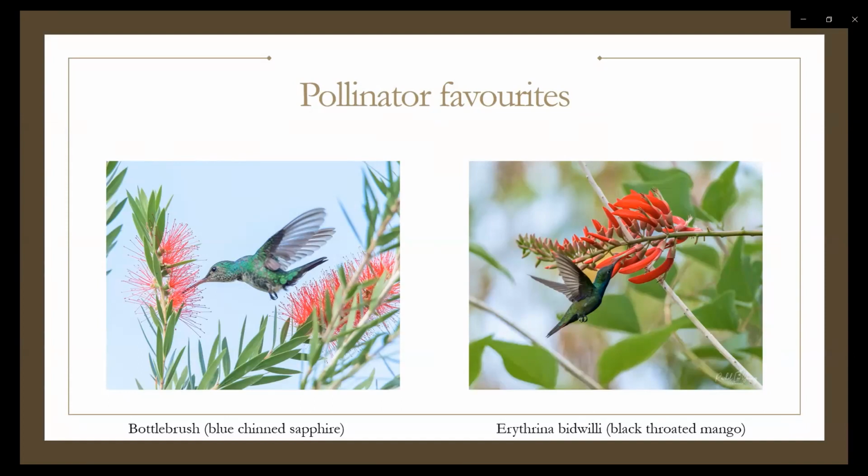And the other plant on this slide is the Erythrina bidwilli, or I think it's false coral tree it's called, or false immortelle. Beautiful showy displays of red flowers, and it tends to be quite tall, and you get beautiful images of birds against blue sky. The black-throated mangoes love this one, the ruby topaz, the copper rumps, and the blue chin sapphires, and the hermits, and all the different birds and butterflies too. So this is a really great bush to include in the garden.